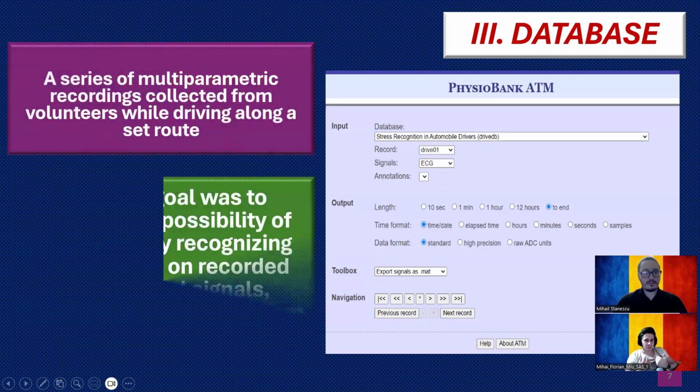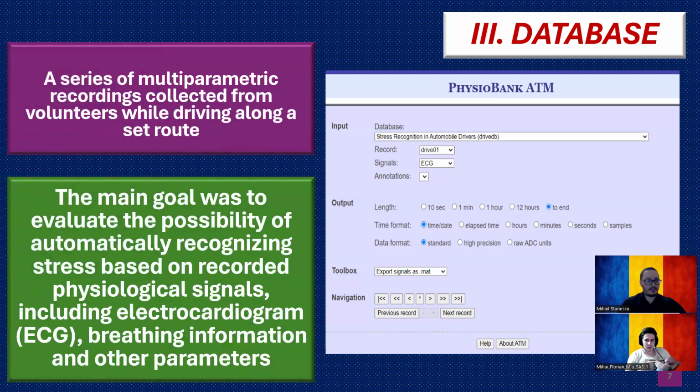Okay, in order to produce an interpretation of signals, we need a database. A database which comes from PhysioBank ATM, which is a series of multiparametric recordings collected from volunteers. And the main goal was to evaluate the possibility of automatically recognizing stress based on ECG.